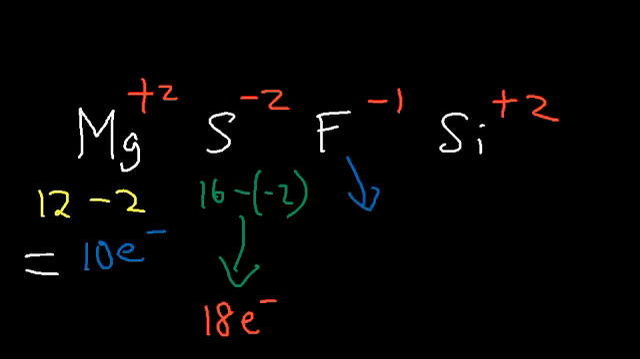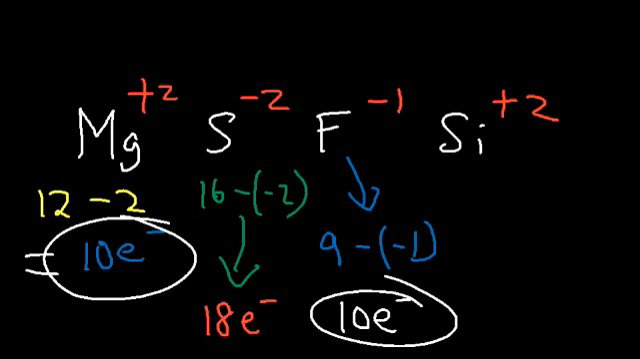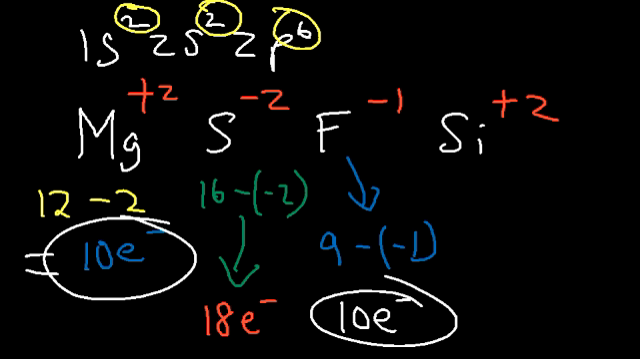Now for the fluoride ion, fluorine has an atomic number of 9 minus a charge of -1. 9 plus 1 is 10, so it has 10 electrons. Magnesium and fluoride are isoelectronic with each other. They have the same electron configuration, which is 1s2, 2s2, 2p6. These numbers add up to 10. Now what about silicon? Silicon has an atomic number of 14. And if we subtract it by the +2 charge, 14 minus 2 is 12. And so it's not isoelectronic with anything.